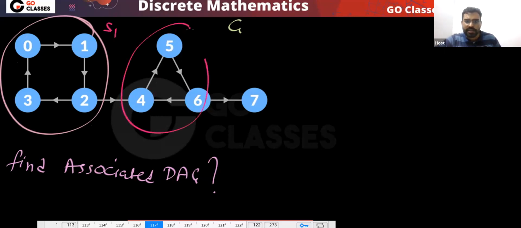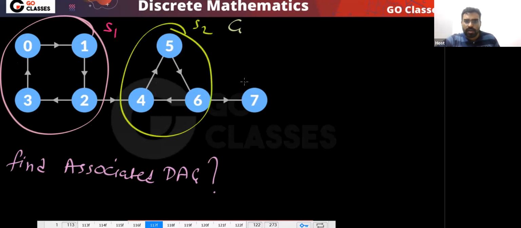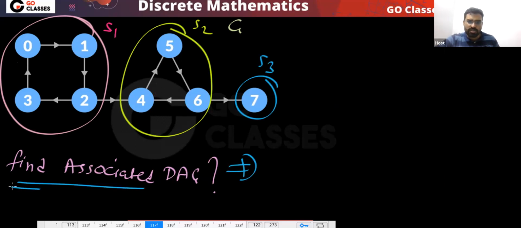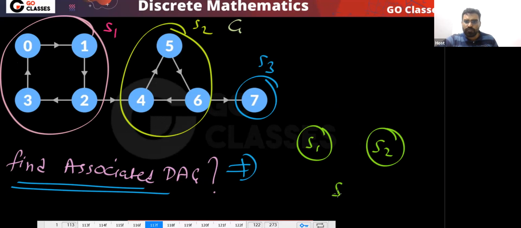This is also a strongly connected component. Let's call it S2. And this is also a strongly connected component. Let's call it S3. Then what is the associated DAG? It simply means that you make families: S1 family, S2 family, S3 family.